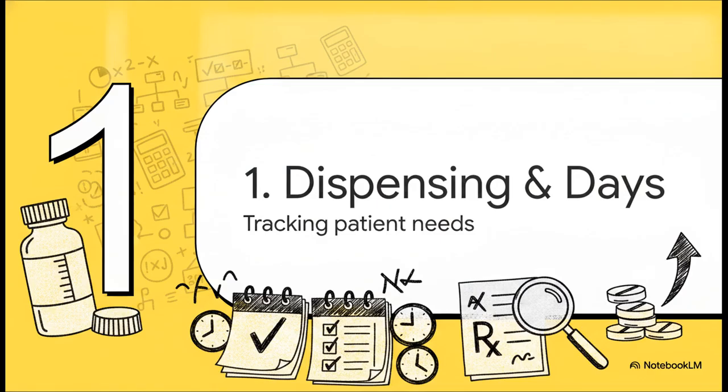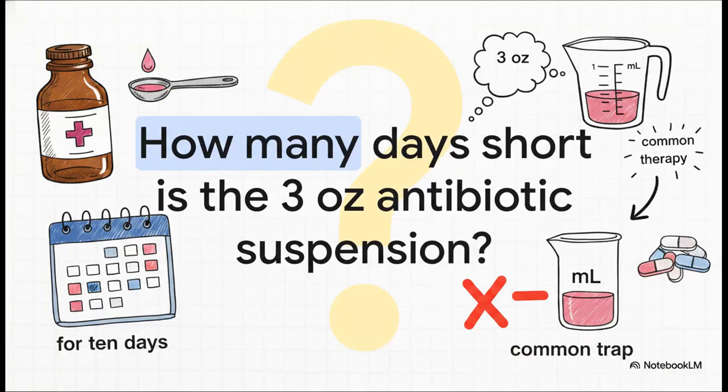Section 1, dispensing and day supply. Here, we're tracking units to calculate exact patient needs. Okay, so in dispensing questions, identifying the exact correct volume and daily usage is literally your absolute key to success. Look at this setup. An antibiotic suspension is written for 1 teaspoonful 3 times a day for 10 days, but they only dispensed 3 ounces. The question is asking, how many days of therapy will this patient be short?